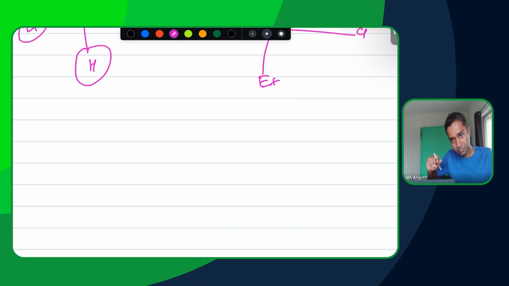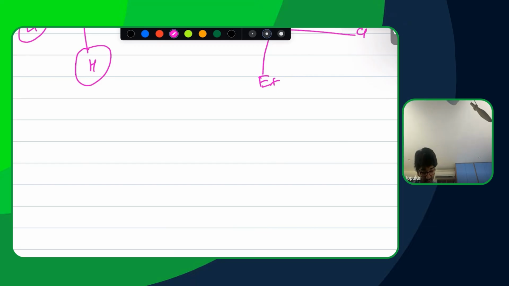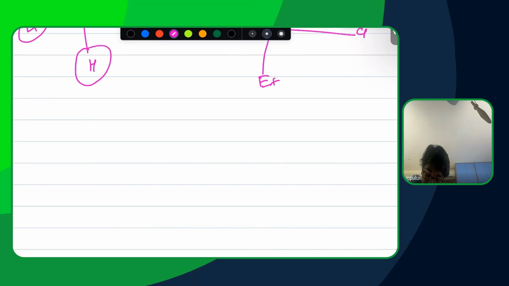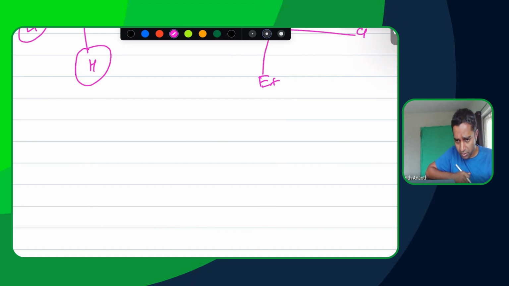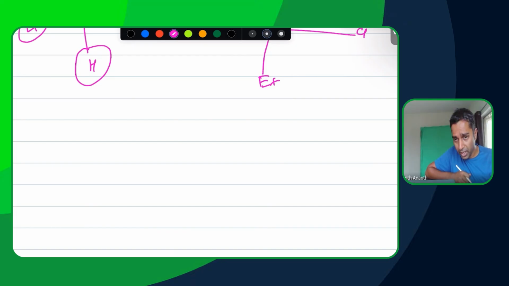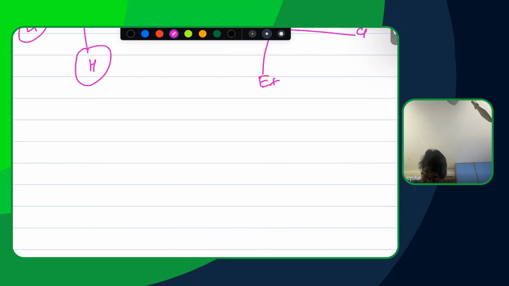Can you do that? Is that a problem for you, or should I explain how to do that? No, sir, I got that. What was your answer for this? I ticked this B option, but then B is actually wrong. Why did you get it wrong? What did you do? Sir, in the exam, I turned it into a Fischer projection. Okay, let's do that.